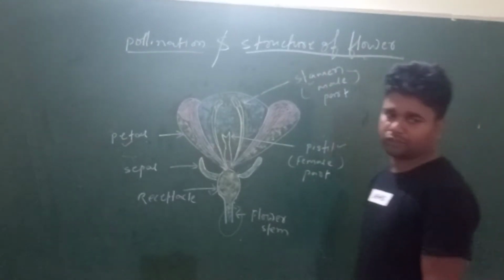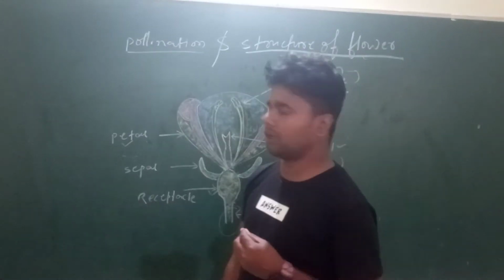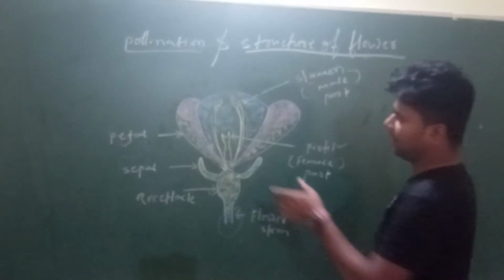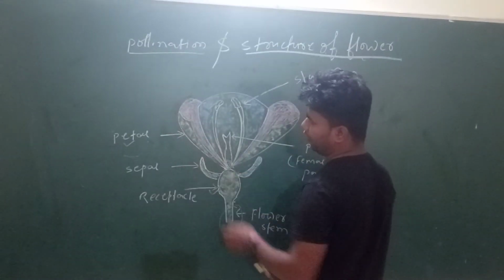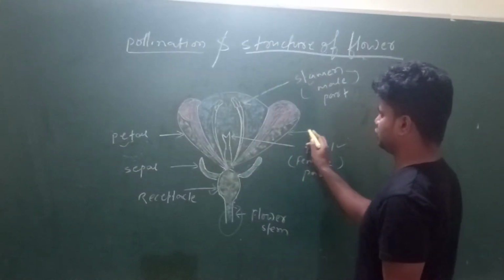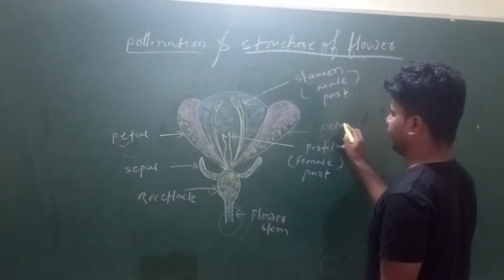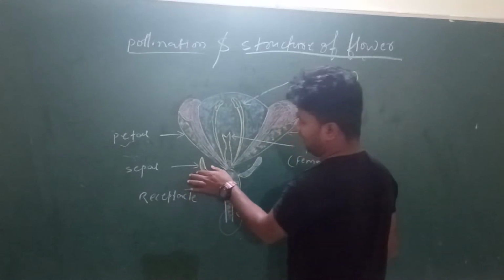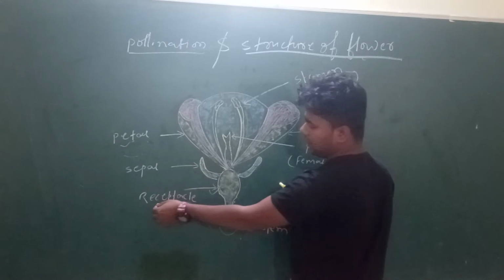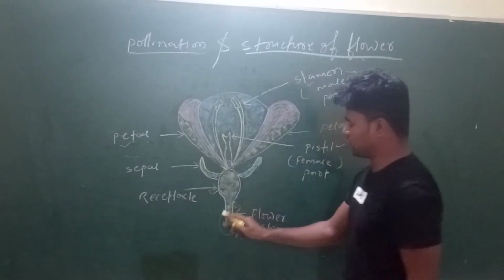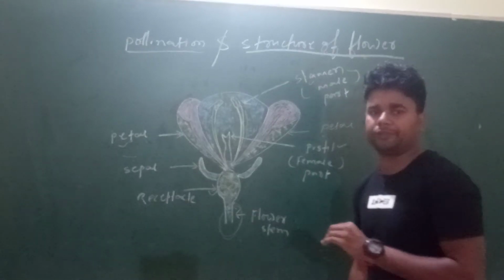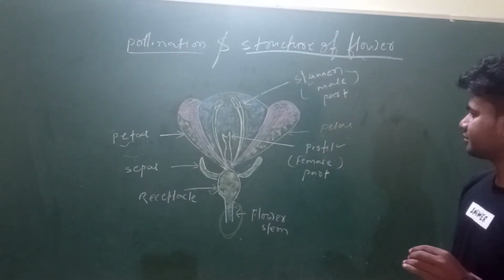So let's learn about the parts of the flower. What is the name of each part? First of all, this part of the flower is known as petals. And this part of the flower is known as sepals, and below the sepals is known as the receptacle. And this is the flower stem, which connects to the branches of the plant.